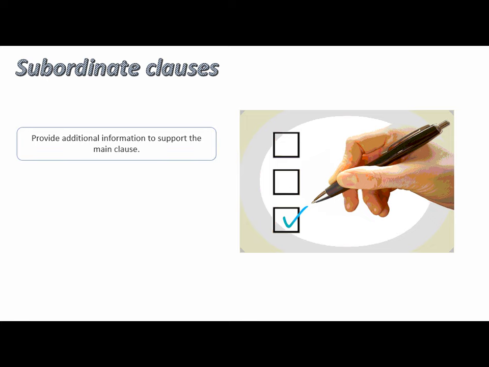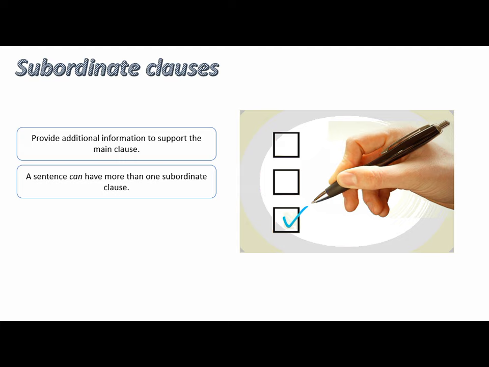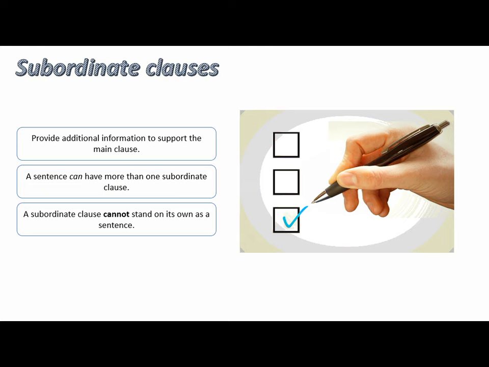Subordinate clauses. They provide additional information to support the main clause. A sentence can have more than one subordinate clause. A subordinate clause cannot stand on its own as a sentence.